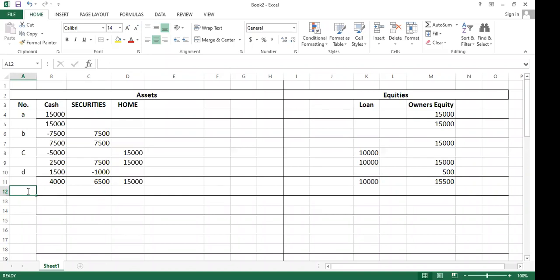E is purchase old car for rupees 2,800 in cash, another asset, car. Purchased a car on cash. Deduct 2,800 and add 2,800.